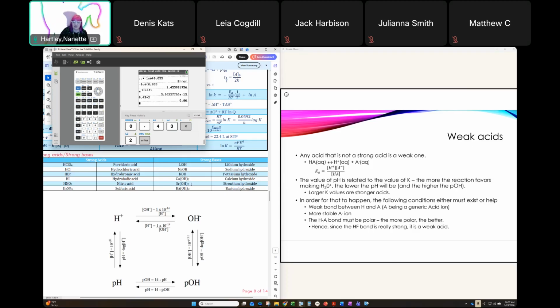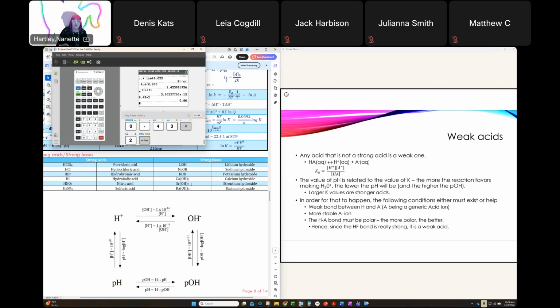Now, any acid that's not a strong acid is defined as a weak one. So for our generic HA, that breaks apart, it gives us an H plus and an A minus. We get this K that's equal to the H plus times the A minus over the HA. And this is defined as a Ka because it's an acid dissociation constant. This is the same as the Ks that we talked about before. So we can list that as just K. I don't care that you put the A there. You need to understand what it means when you see it.